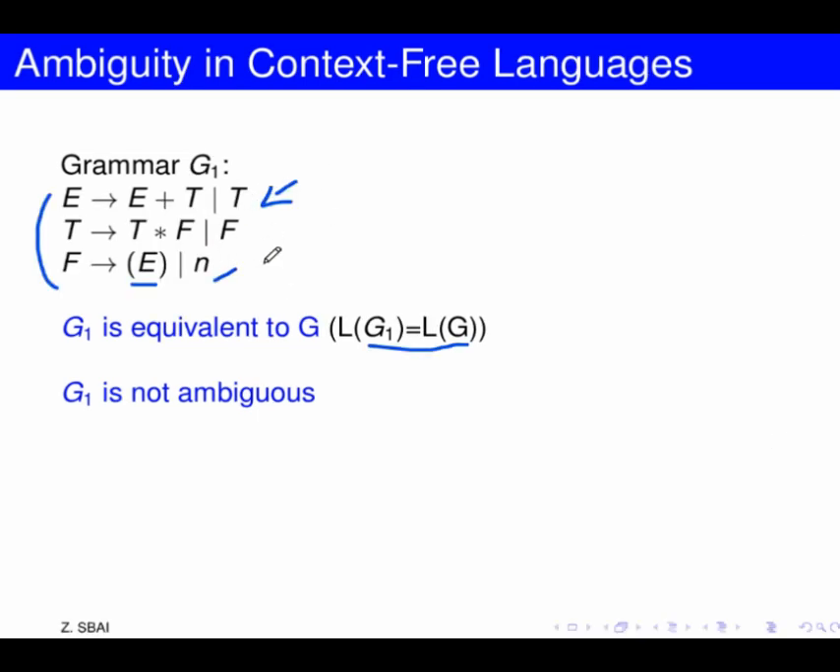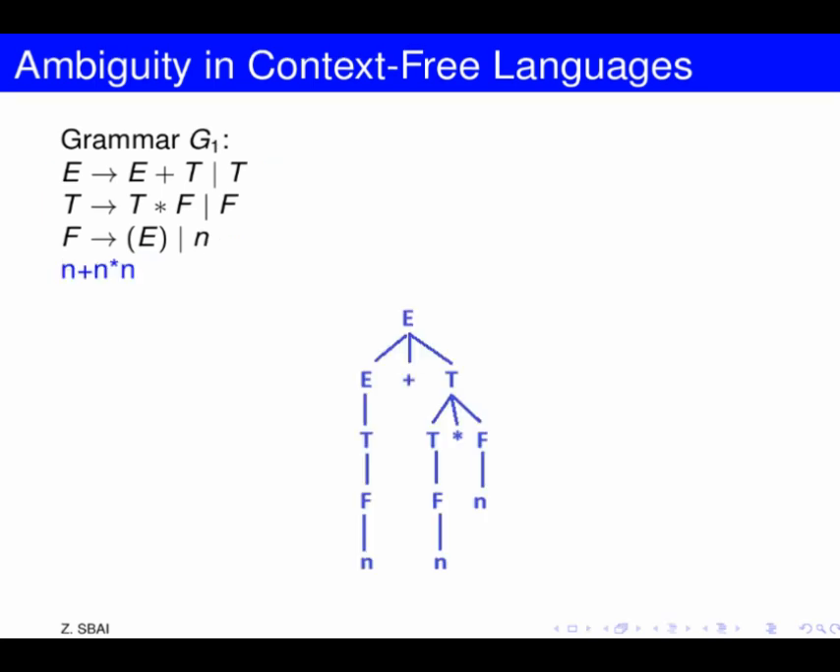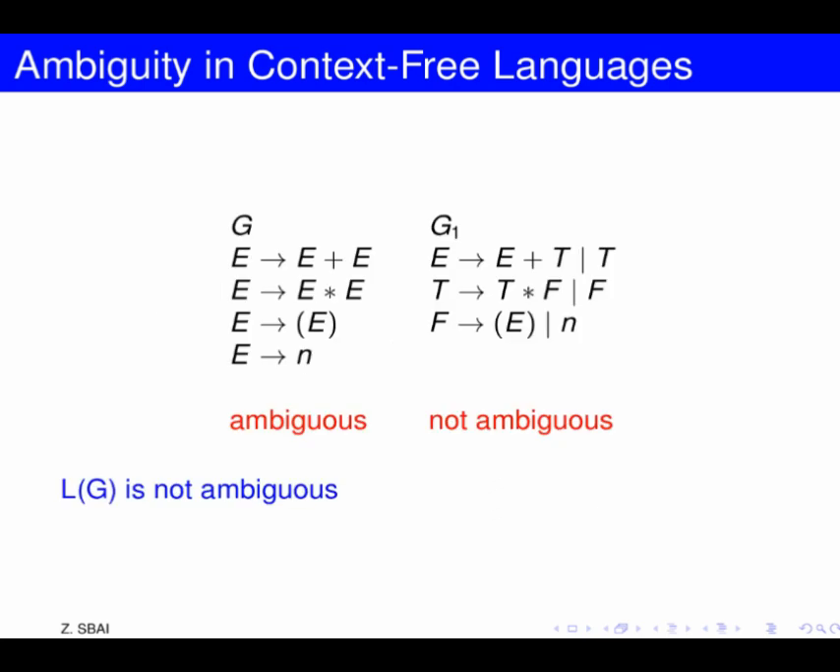We may here check that this grammar G1 generates the same language as the grammar before. So we'll say that G1 is equivalent to G. And G1 is not ambiguous. We can check for the same string, for example, that we can draw only one parse tree for this string. Every string is generated in just one way.